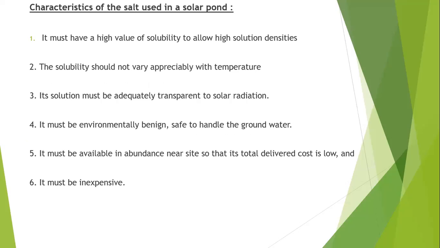The main quality of this solar pond will depend upon the salt we are using. So the salt gradient gives the efficiency of the solar pond. This is the most important factor. The particular salt used in the solar pond should have some characteristics for creating a density gradient. We will see those characteristics.